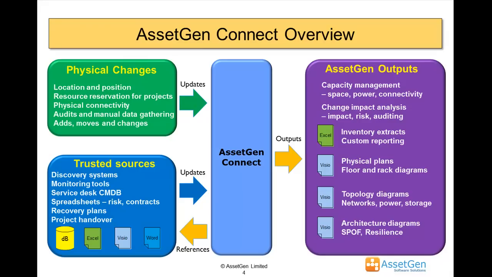And from all of the physical and trusted sources, we then look to produce different types of outputs from a common source. So we can understand the capacity within our data centers and infrastructure. It could be space, but it could also be power and connectivity, the impact of changes, and we can also produce various types of Excel extracts for custom reporting and to help kickstart projects to begin with.